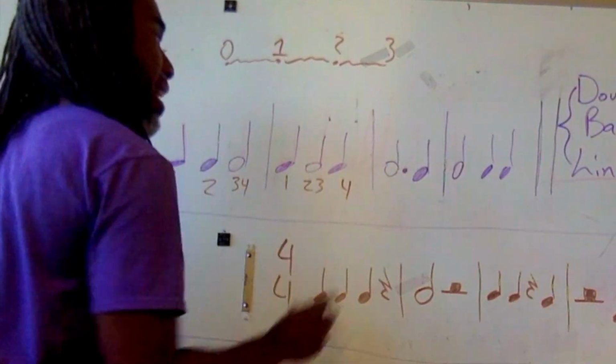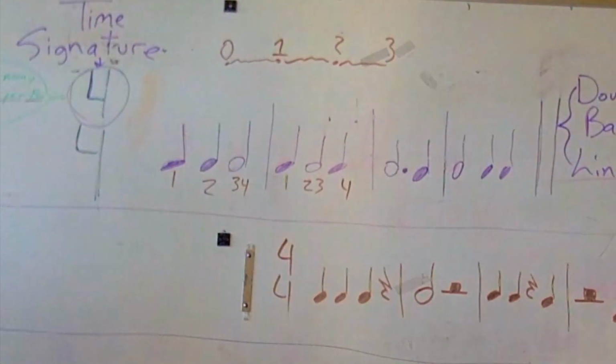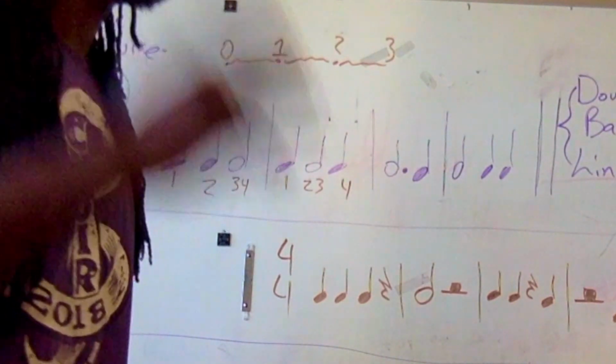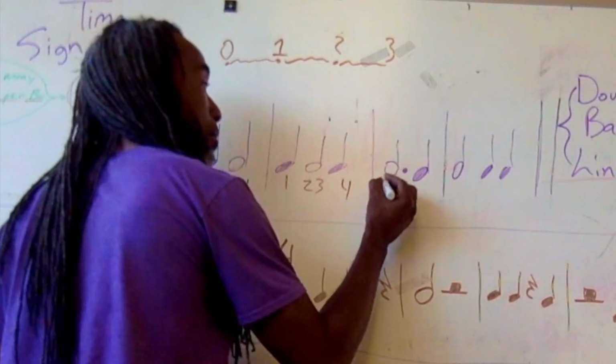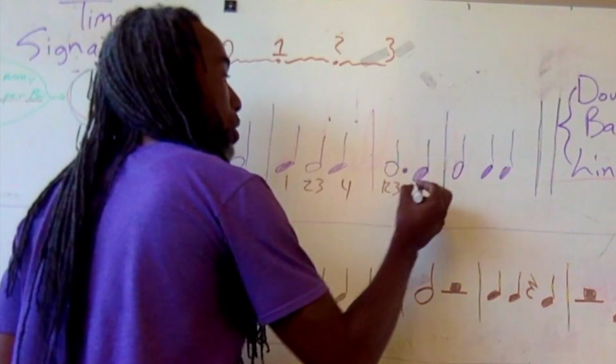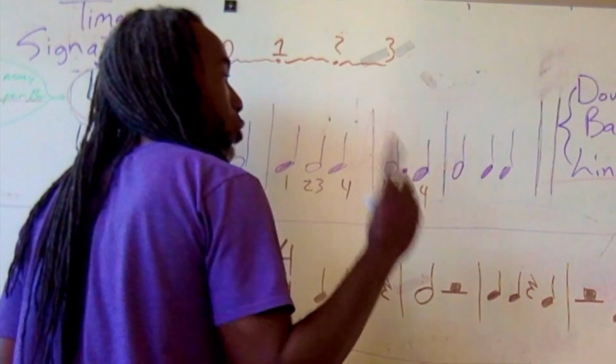Very good. Now, we got a dotted half note. What would I write under it? Not three. I would write three different numbers because it gets three beats. What three numbers do I write? One, two, three. Y'all so smart. What I write in this quarter note? Four. Only one number because it gets one beat.